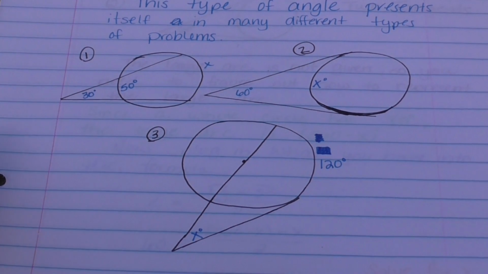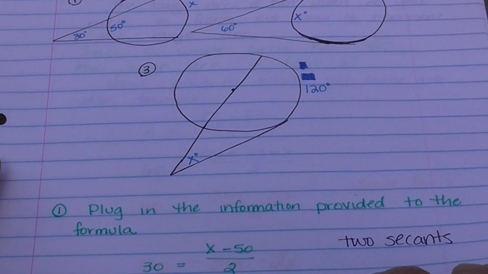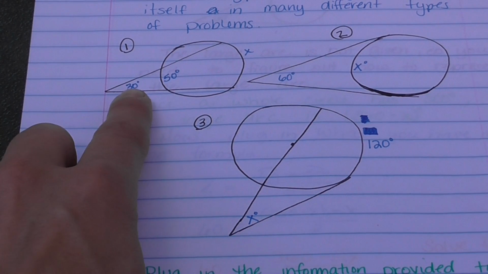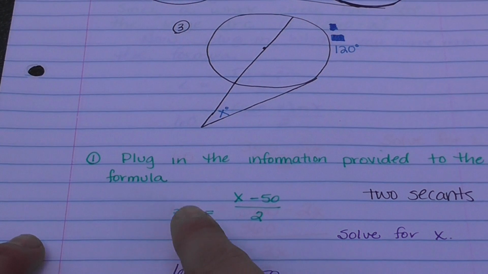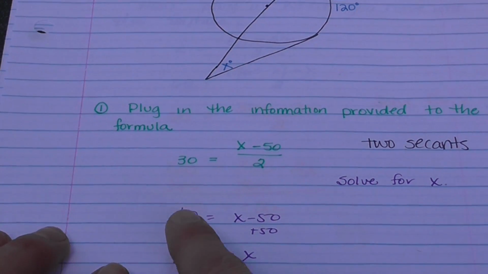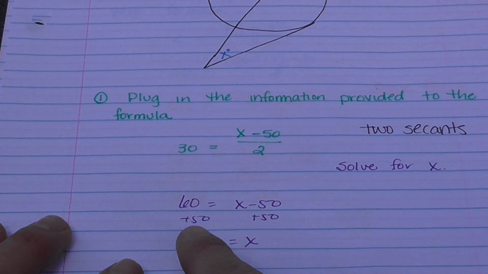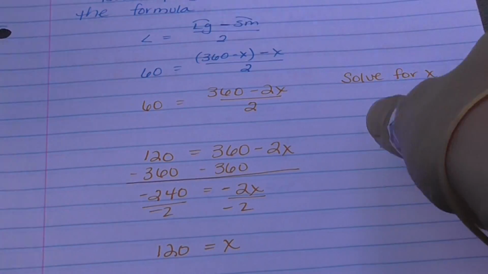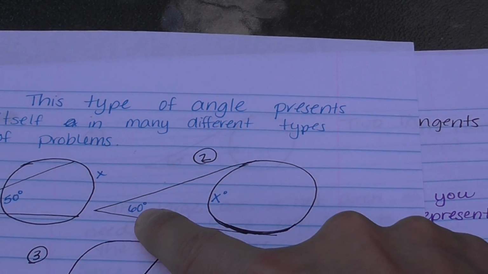Taking a look at number 1, I've got to plug the information into the formula. So the formula is large arc minus small arc divided by 2 equals angle. In the problem, I'm given the angle, I'm given the small arc, and I'm looking for the large arc. So multiply both sides by 2, I get 60 equals x minus 50, add 50 to both sides, and 110 equals x.